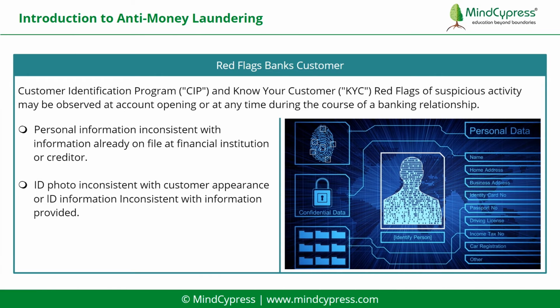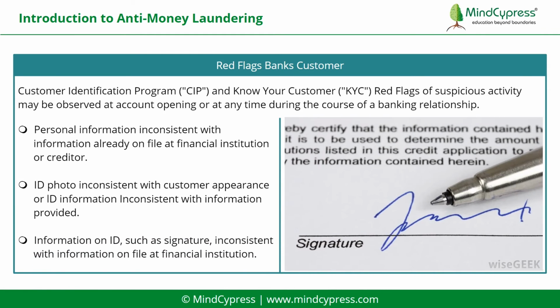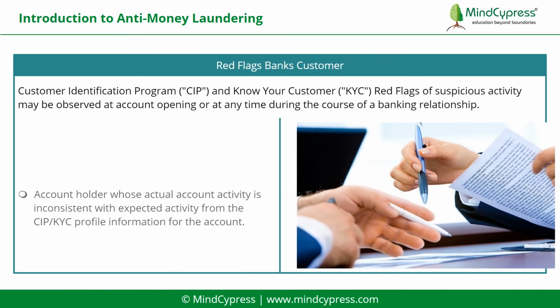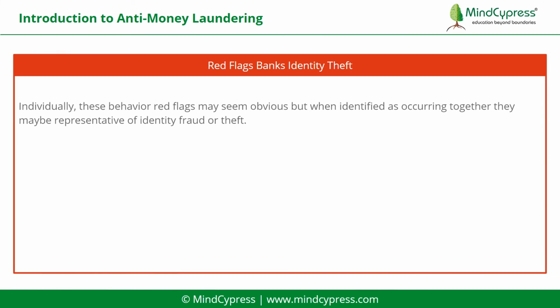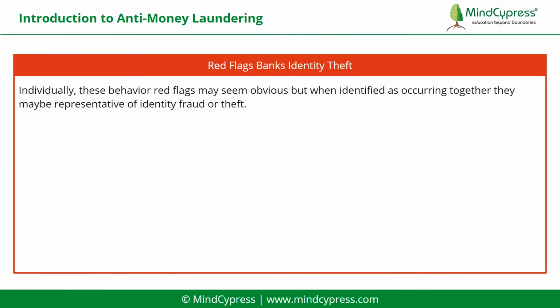ID photo inconsistent with customer appearance, or ID information inconsistent with information provided. Information on ID, such as signature, inconsistent with information on file at the financial institution. Account holder whose actual account activity is inconsistent with expected activity from the CIP, KYC profile information for the account. Individually, these behavior red flags may seem obvious, but when identified as occurring together, they may be representative of identity fraud or theft.